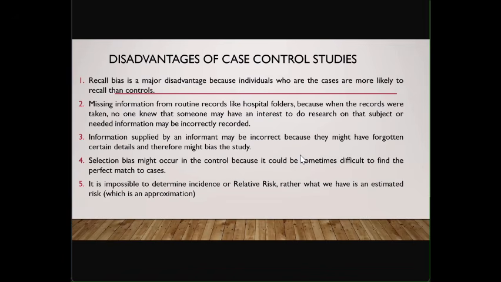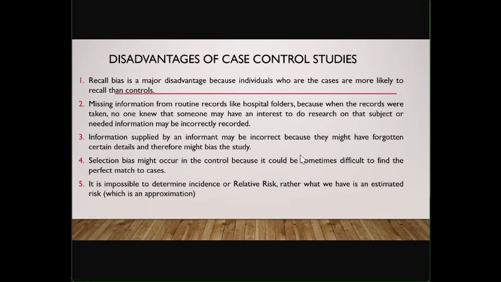So again, if you are using data from past records, missing information from folders can be a problem. Information supplied by an informant may be incorrect because they might have forgotten. Okay, that's where recall bias can occur.